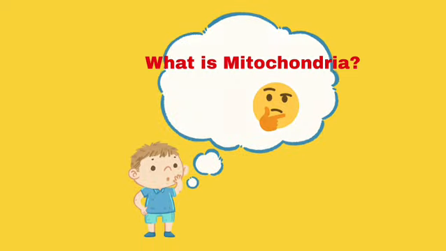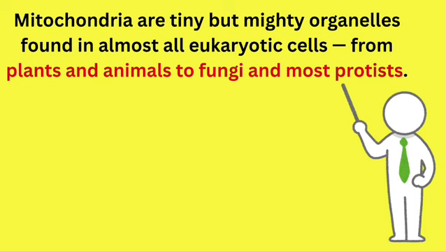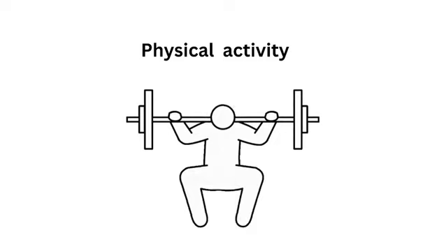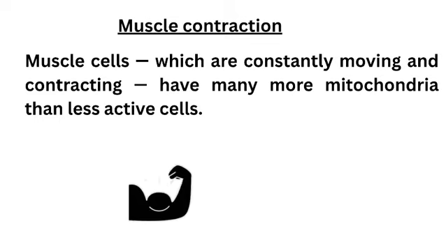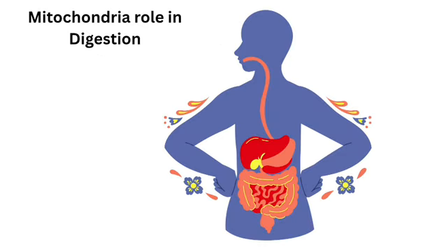So mitochondria are very tiny but mighty organelles, mainly found in almost all eukaryotic cells, from plants and animals to the fungi and even most of the protista. Mitochondria are the powerhouse of the cell, converting nutrients from food into energy, that is ATP, needed for daily activities like muscle contraction, digestion and all.